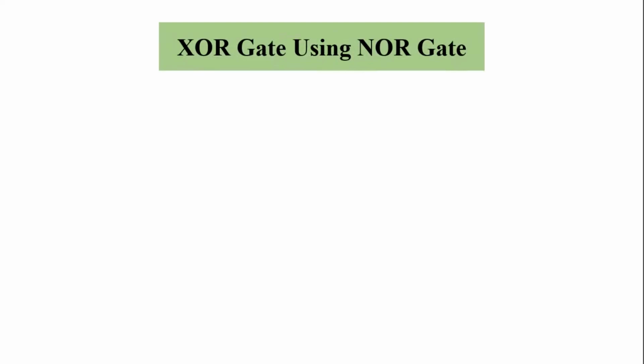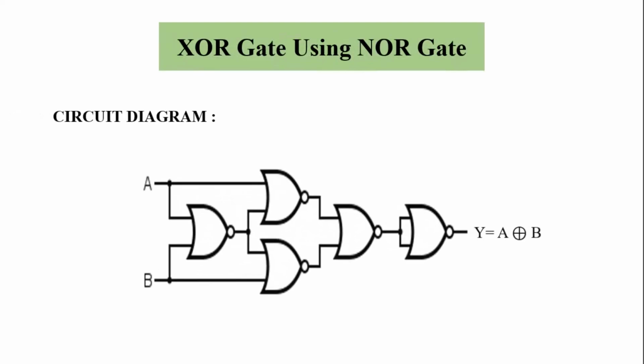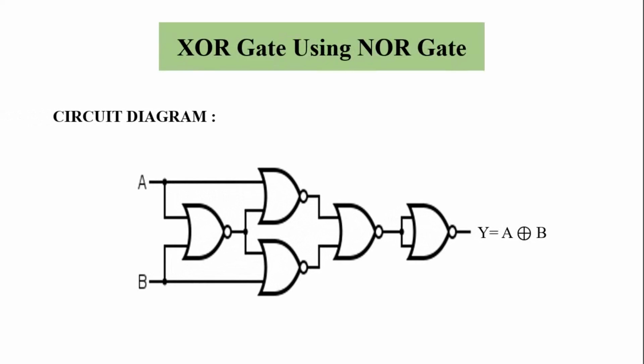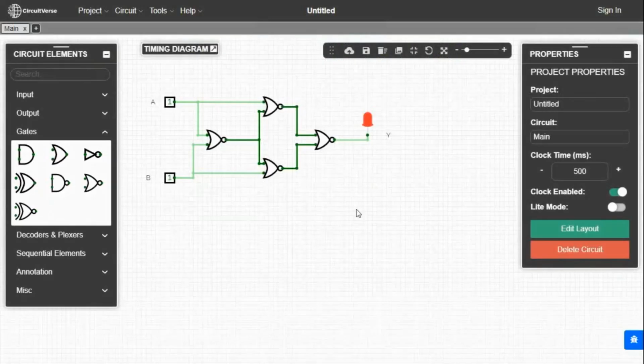Now we will make XOR gate using NOR gate. Circuit diagram. Here we have used 5 NOR gates to make XOR gate. In the previous circuit, we have to add one more NOR gate to complement the output of the fourth NOR gate, so that we can get A XOR B from the output of the fifth NOR gate. Now we will make the circuit by modifying the previous circuit.